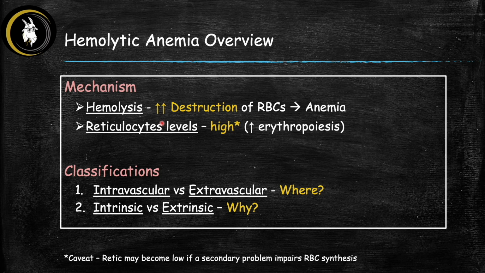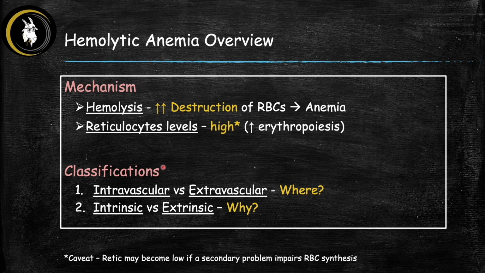So it's going to rev up erythropoiesis and red blood cell generation. And as a consequence, a lot more reticulocytes are made and pumped out into the blood from the bone marrow. And this is why reticulocyte levels in hemolytic anemia are going to be high. There's one caveat about this that I'll explain at the end of the video. But as a rule, when hemolysis is the cause of anemia, retic levels are high, and this is why.